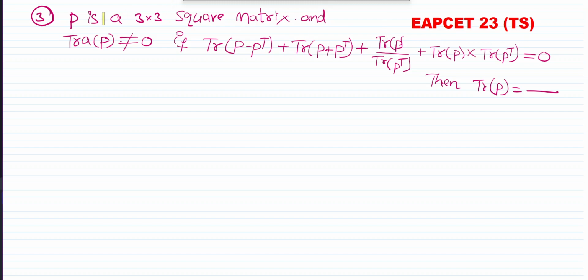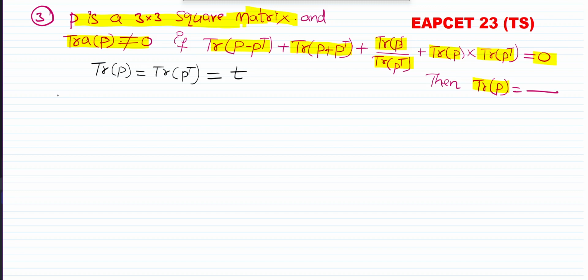EAPCET 23 TS. Here is given P is a 3 by 3 square matrix and trace P is not equal to 0. If trace of P minus P transpose plus trace of P plus P transpose plus trace P by trace P transpose plus trace P into trace P transpose is equal to 0, then trace P is equal to dash. We know that trace of a matrix P is equal to trace of P transpose. Both are the same, taken as T.